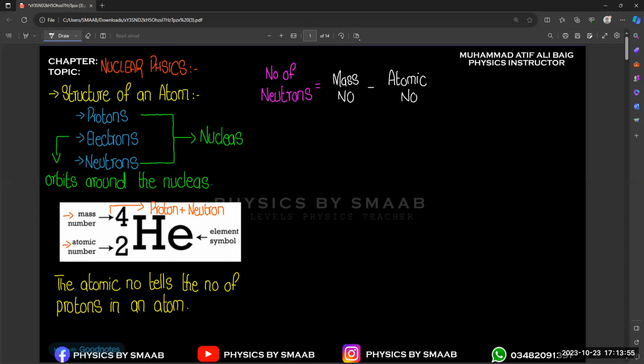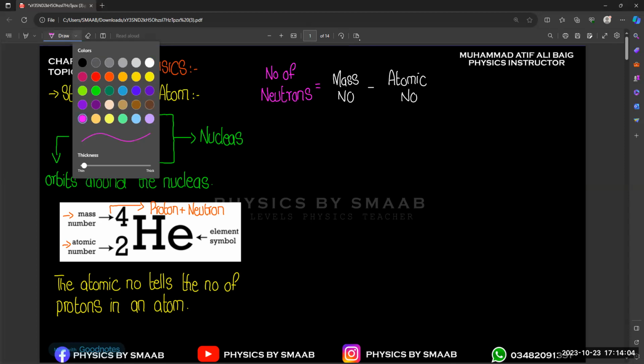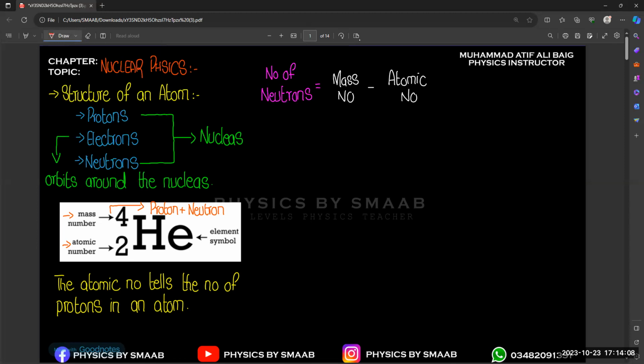It means total mass minus atomic number. So that will give you the number of neutrons in the nucleus, right? And one more important thing, I hope you all know about that. If we consider any neutral element, so basically in a neutral atom, the number of protons are equal to the number of electrons.